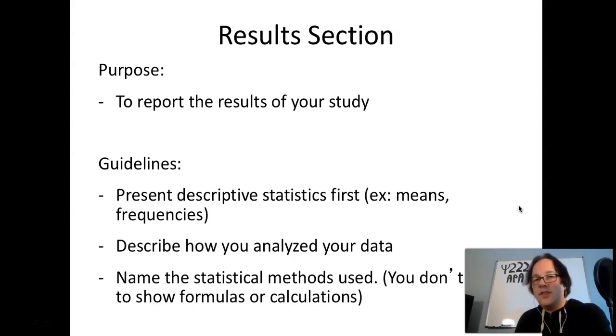Did you recode things? Did you take a continuous variable and turn it into an ordinal variable to make groups? Describe what you did to the data, and then tell us what actual statistical tests you used, right? So again, it says name the statistical methods that you used, but you don't actually have to show us formulas or calculations or anything. You could just say we ran a one-way ANOVA with Bonferroni post-hoc analyses.